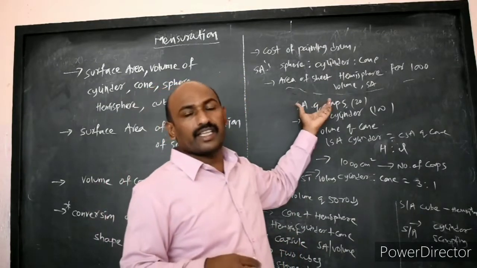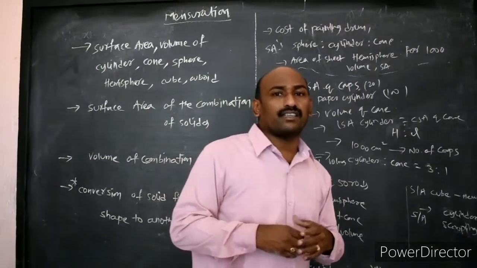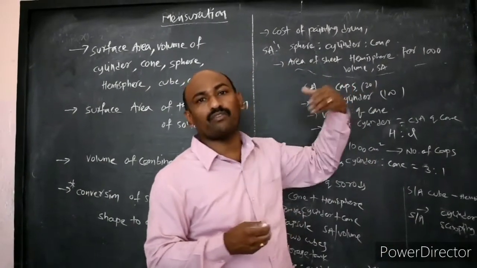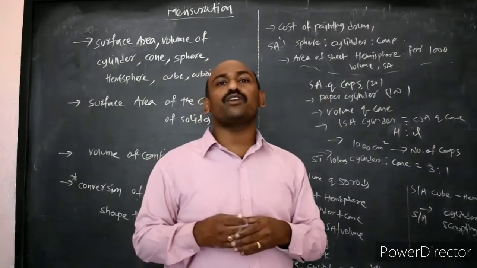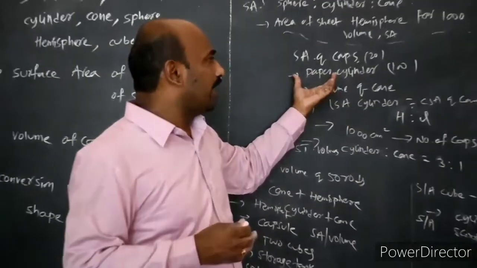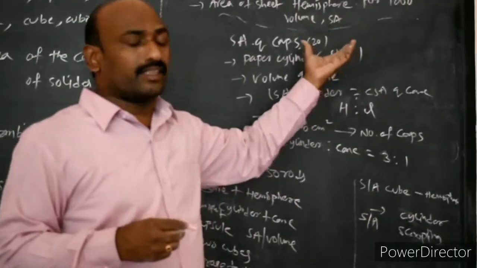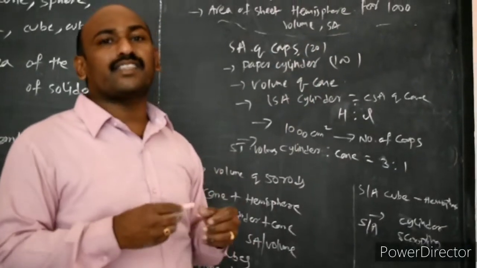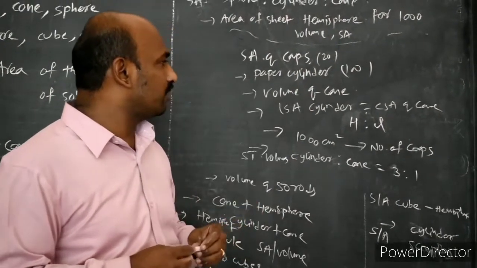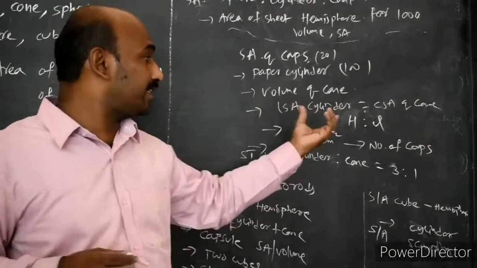And they can give the radius and height of the cone, and we can find what is the total area for 100 caps or 50 caps by using the formula. In mensuration we need to apply formulas, and these are very real-life situations. And paper cylinders: how many cylinders we can make from 1000 or 100, what is the area we need, we can find out. And also volume of cones, volume of cylinder, volume of sphere, they can ask any 1 mark questions like that.